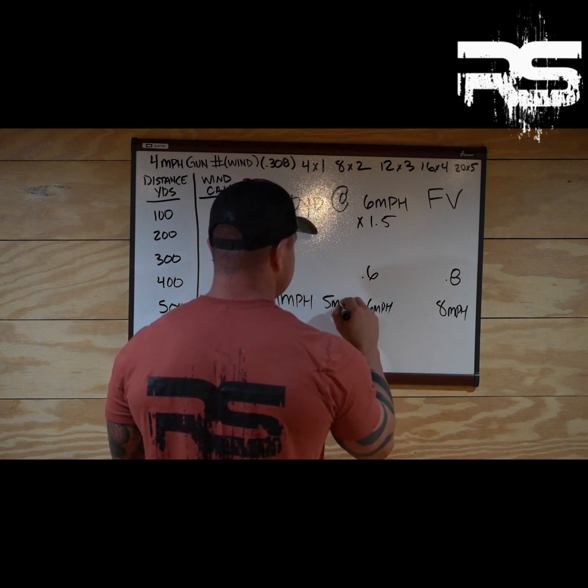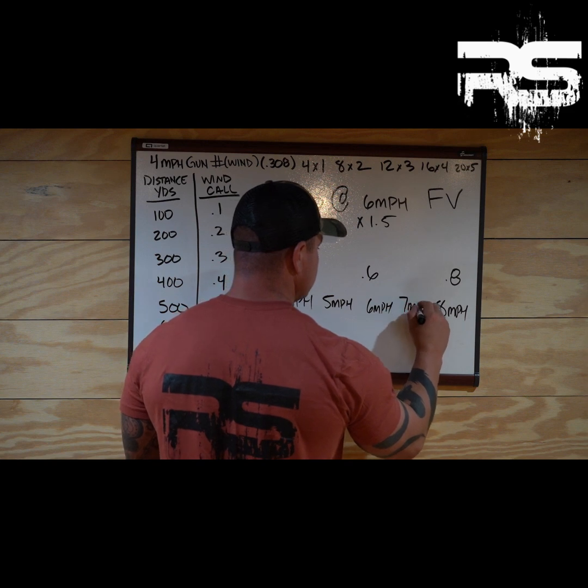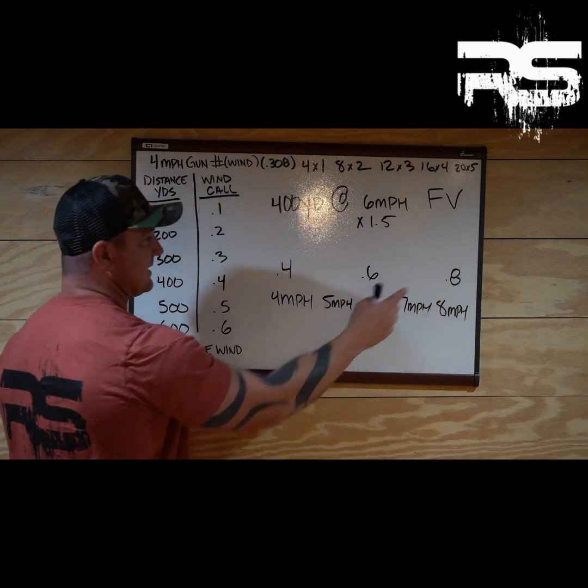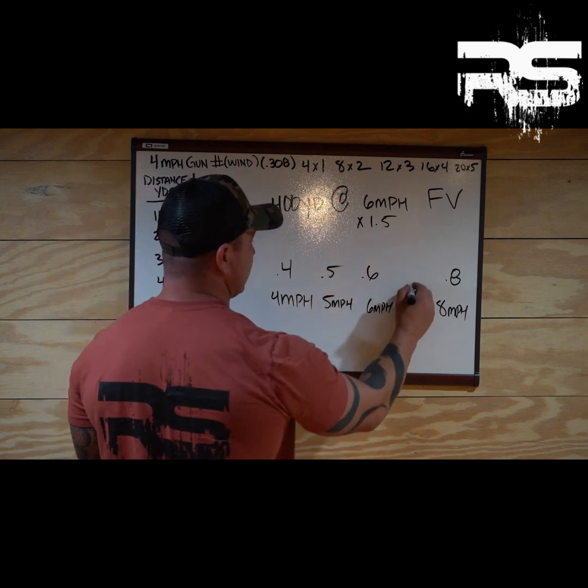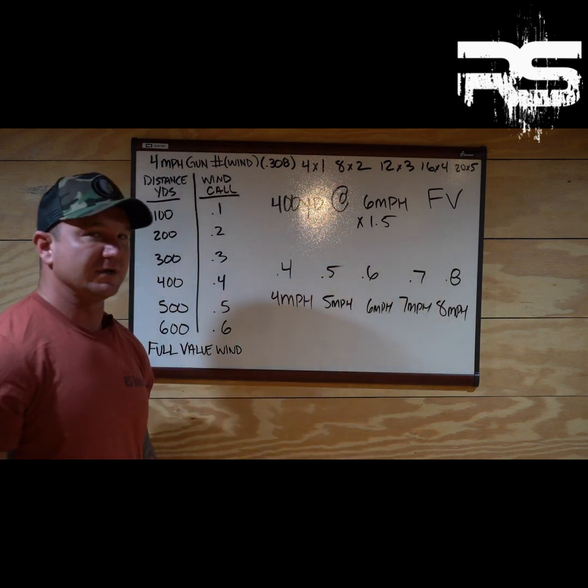Now it just so happens in this particular example that's exactly half and half. So to fill in the gaps, if I had a 5 mile an hour wind, it would be 0.5. If I had a 7 mile an hour wind, it would be 0.7.